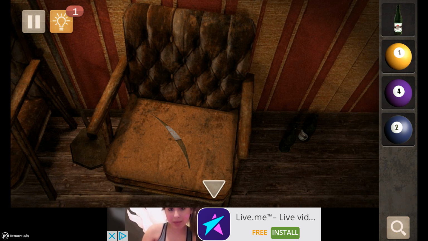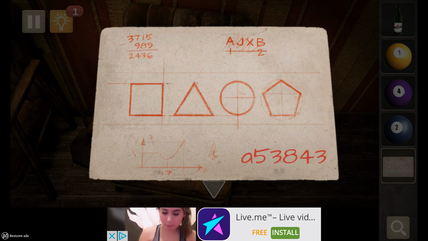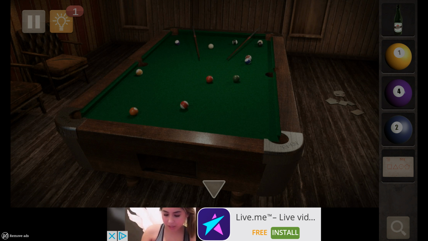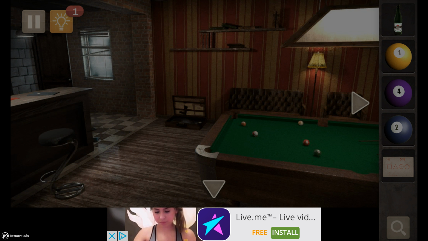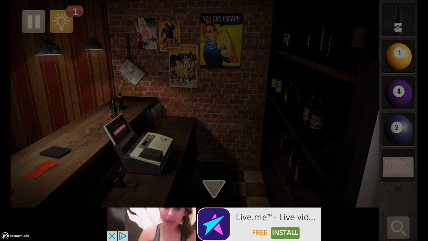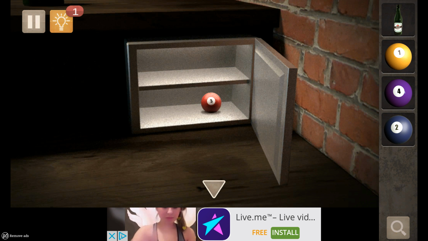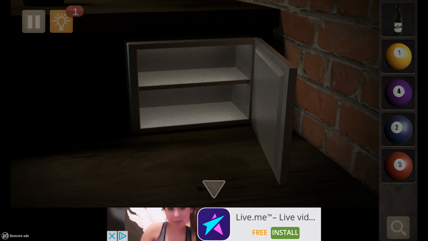Stab the chair. All right, that works. Square, triangle, circle, pentagon. 4305. Okay. Because that is the number of sides that those shapes have. Three. So the billiards were not for the code, after all.